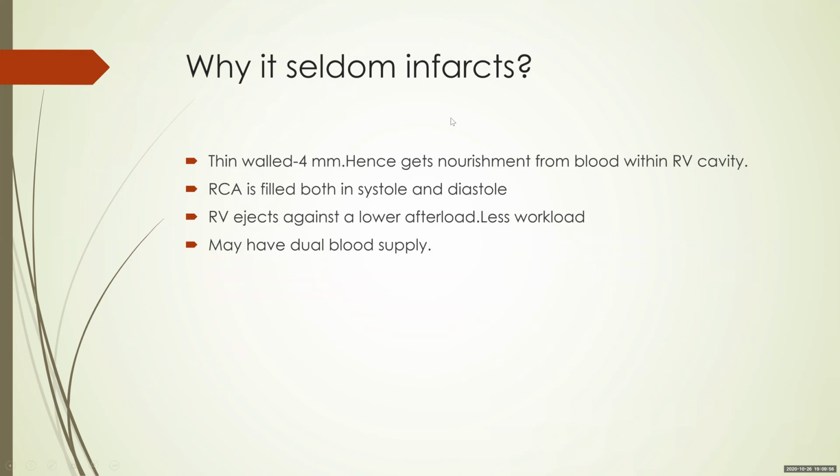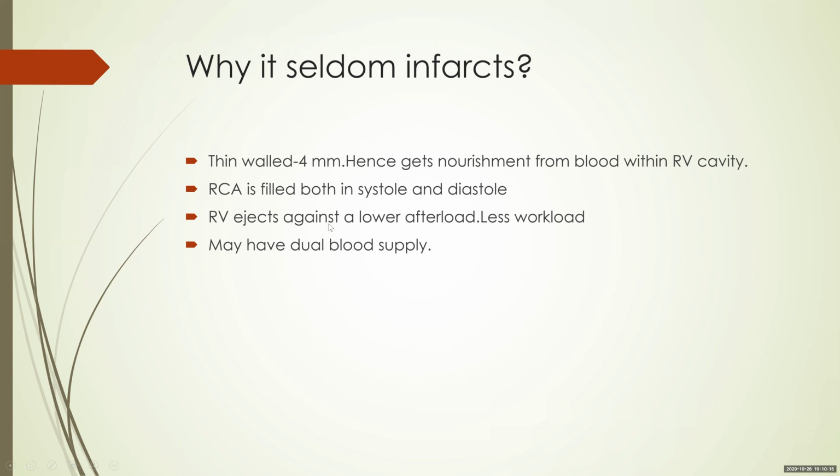Why does the RV seldom infarct? One, the RV is thin-walled, around 4 millimeters, and can get nourishment by diffusion from blood within the RV cavity. So direct diffusion can give it nourishment. Two, the right coronary artery is filled both in systole and diastole. I shall come back to that in the next slide.